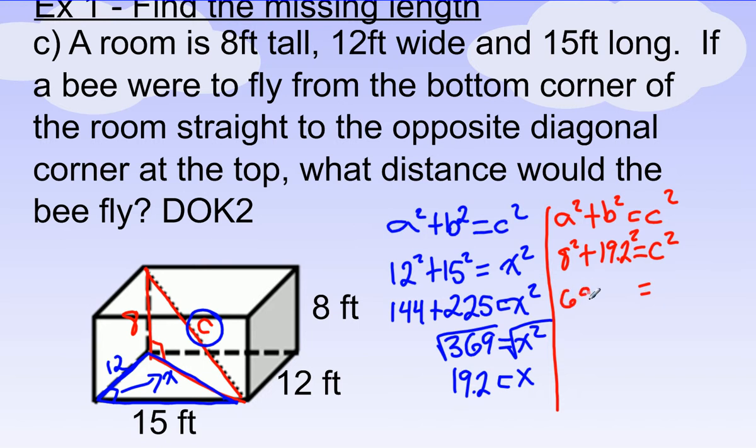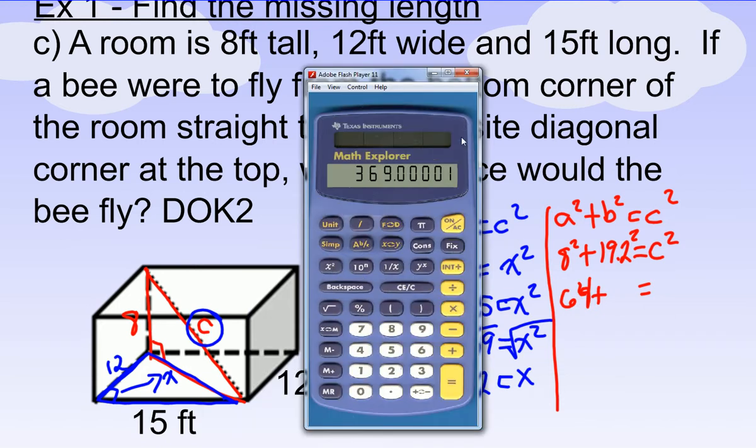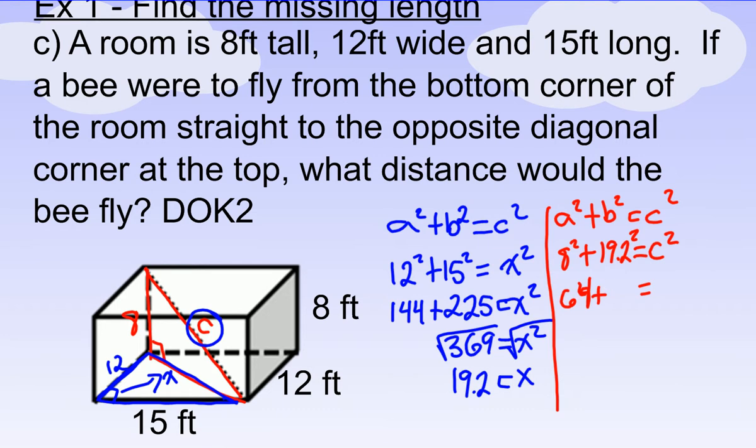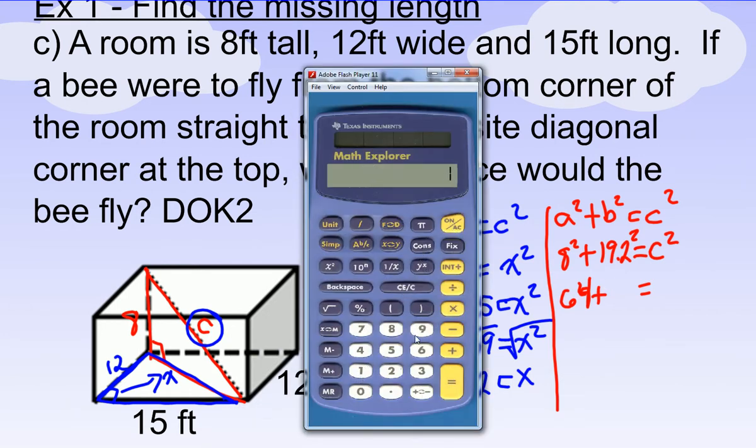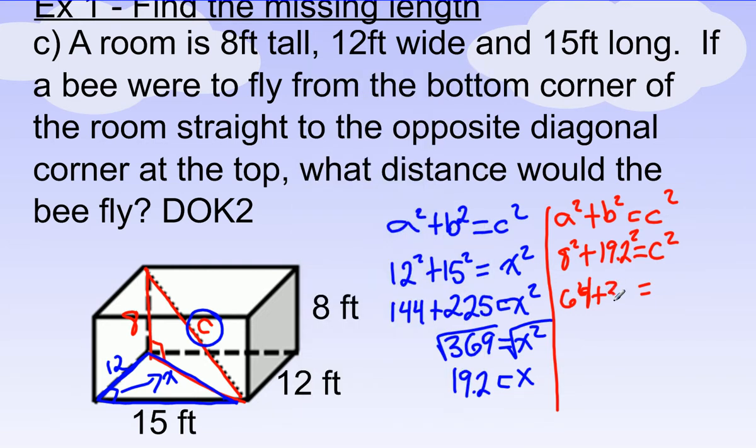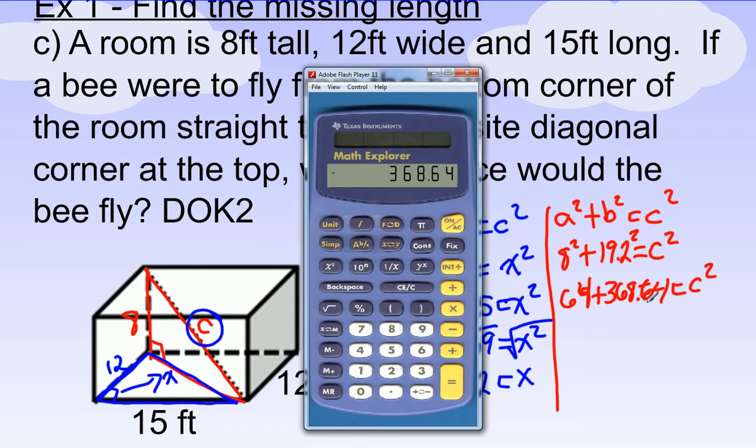So 64 plus 19.2 squared. What was that? 369? Yeah. I'll just round it, I guess. 19.2 squared, 368.64. Equals c squared. I'm adding the 368.64 plus 64 equals 432.64.